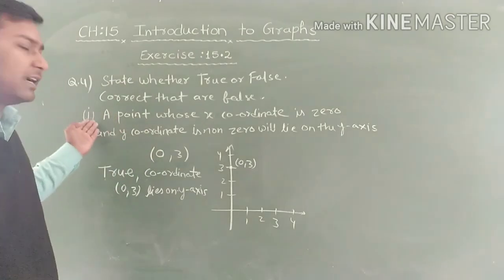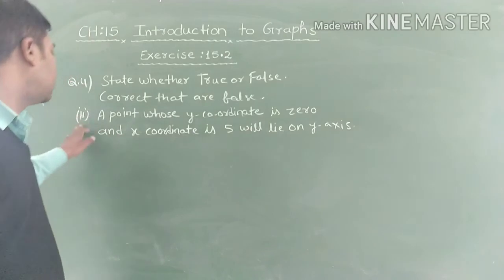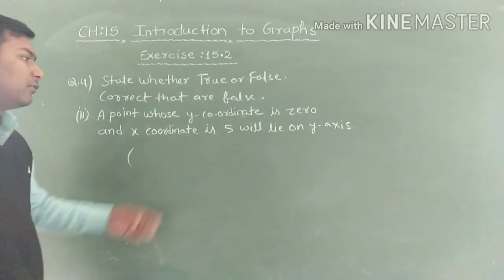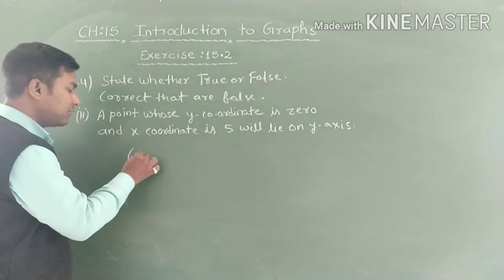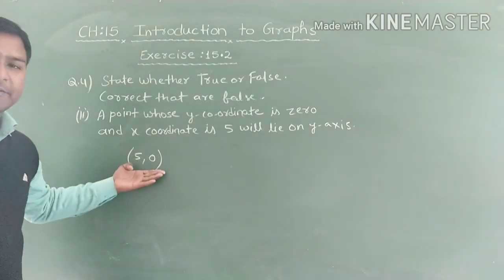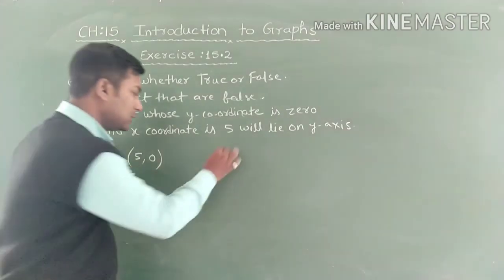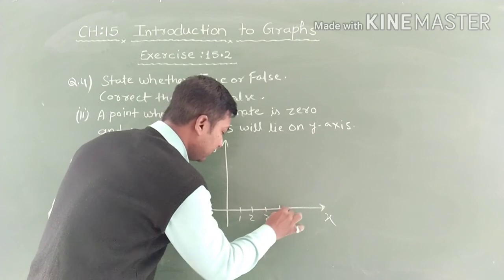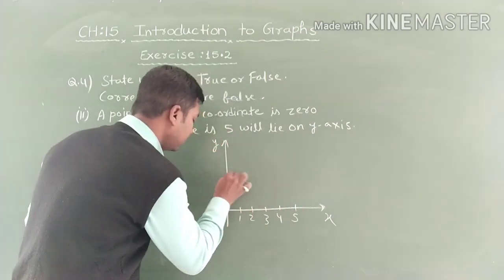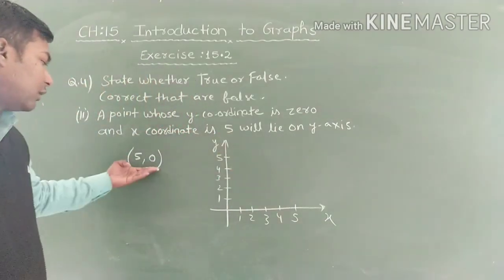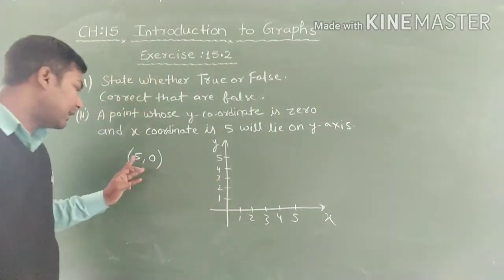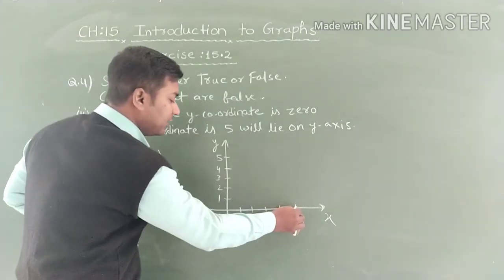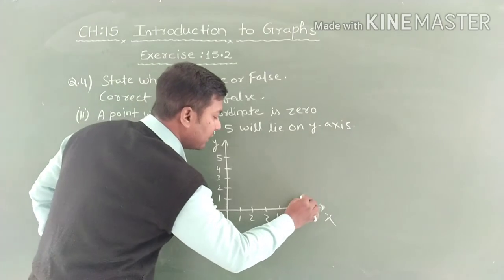Now the second part. A point whose y coordinate is 0 and x coordinate is 5 will lie on the y-axis. So the y coordinate is 0 and the x coordinate is 5, so x is 5 and y will be 0. We have to locate this on the graph paper. Let's suppose this is the x-axis and this is the y-axis, marked 1, 2, 3, 4, and 5 on each. Now the coordinate is given as 5, 0. At the x-axis this is 5, and at the y-axis this is 0. This is the point where x is 5 and y is 0.